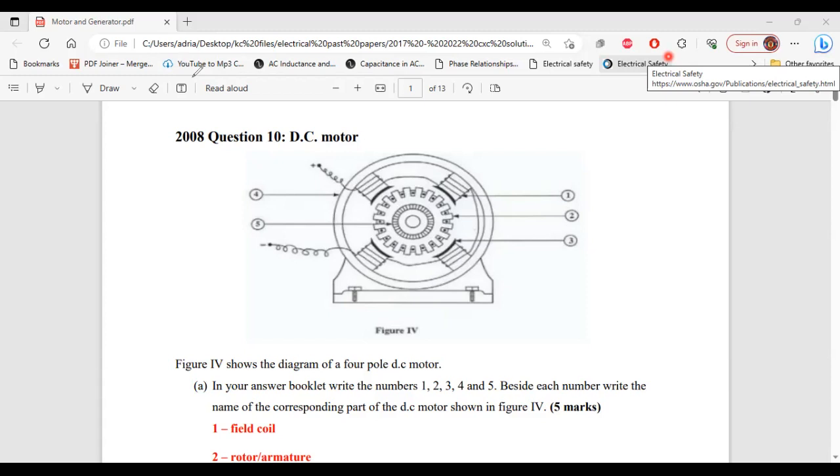So this is question 10 from the 2008 past paper. It says, figure 5 shows the diagram of a 4-pole DC motor. Part A, it says, in your answer booklet, write the numbers 1, 2, 3, 4, and 5. Beside each number, write the name of the corresponding part of the DC motor shown in figure 5.